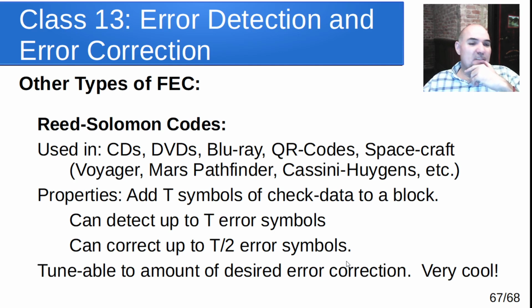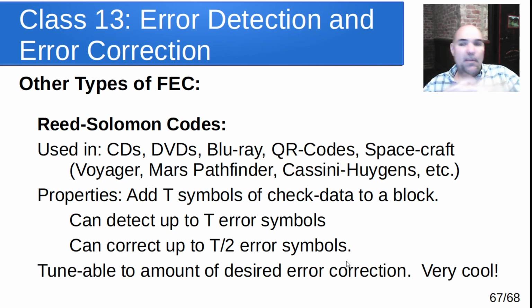But the properties of Reed-Solomon codes: it adds T number of symbols of check data to a block, which allows it to detect up to T error symbols. So in other words, the number of bits worth of check data you add is how many bits worth of errors you can detect. And it can correct up to 1/2 that number of errors.